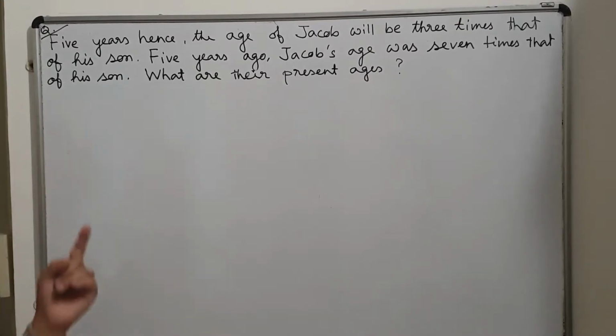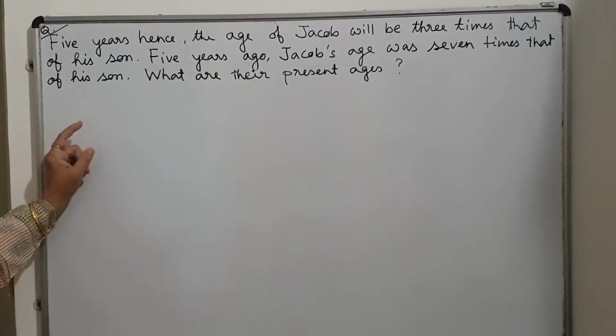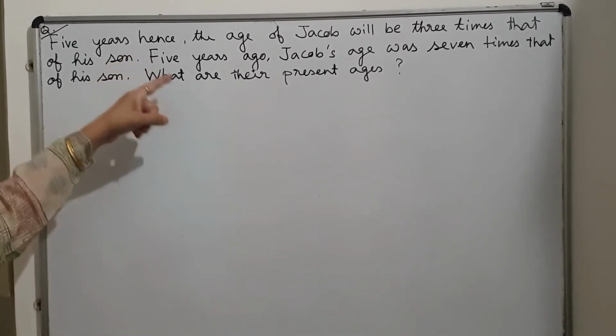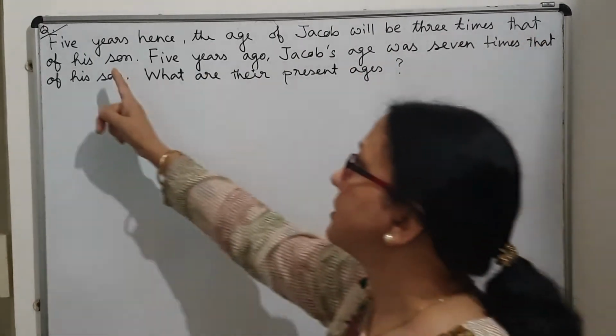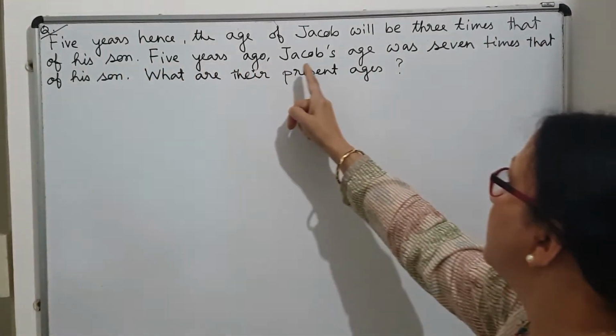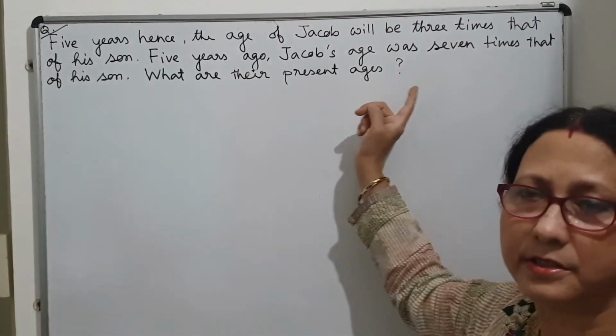Now next I have taken a word problem. 5 years hence, the age of Jacob will be 3 times that of his son. 5 years ago, Jacob's age was 7 times that of his son. What are their present ages?